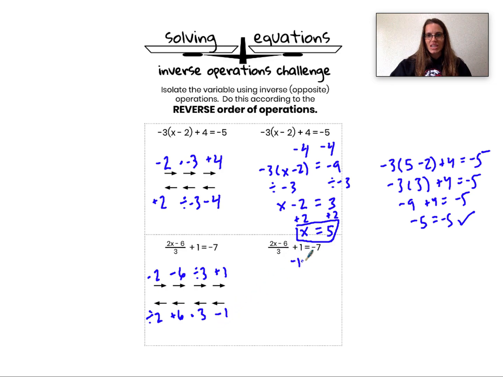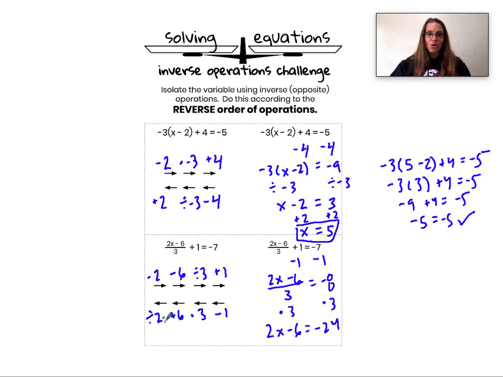First inverse operation is to subtract 1 from both sides of my equation. (2x minus 6) divided by 3 plus 1 minus 1 just leaves me with (2x minus 6) divided by 3. On the right-hand side, I have negative 7 minus 1, which is negative 8. Next inverse operation is the opposite of dividing by 3. I'm going to multiply both sides of my equation by 3. (2x minus 6) divided by 3 times 3 is just 2x minus 6. And then on the right-hand side, I have negative 8 times 3, negative 24.